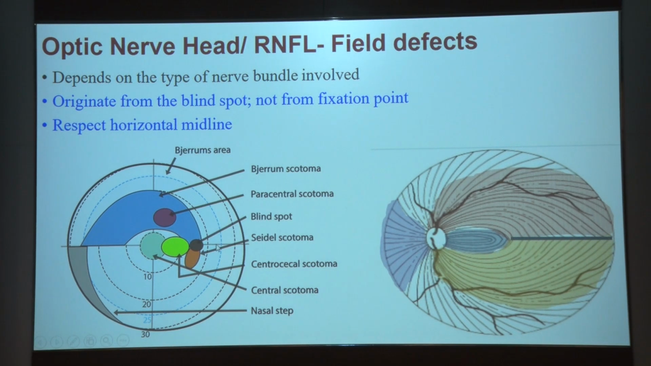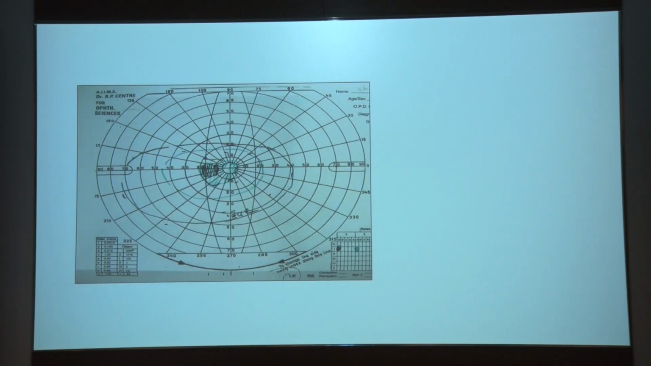So if there is an involvement of the papillomacular bundle, you might see a central scotoma, that is, a centrocecal scotoma or a paracentral scotoma. If there is an involvement of the arcuate fibers, you might see an arcuate scotoma and altitudinal defects. And if there are nasal fibers which are affected, you will see temporal wedge-shaped defects. So this is one example.